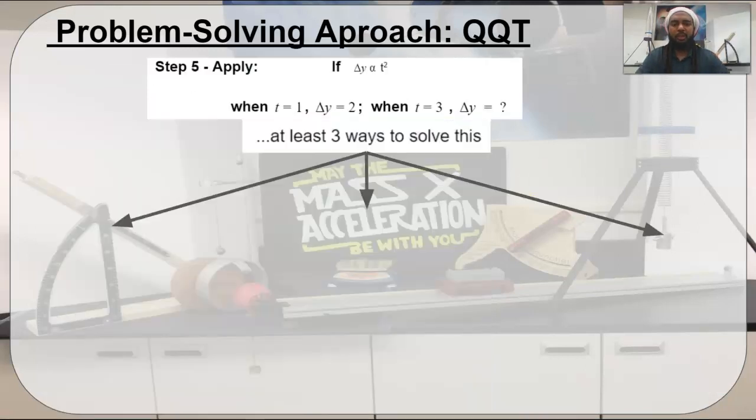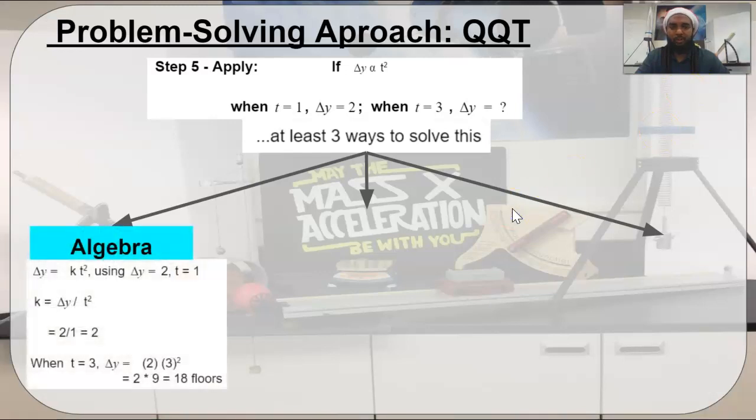So this is how we apply this approach. We have our initial conditions. When t is 1, y is 2. We want to know what delta y will be when t is 3. There are at least 3 ways to look at this. The first one is in terms of algebra. You can always replace a proportionality symbol by an equal sign and a constant of proportionality. You can then use your initial conditions to solve for that constant. In this case, the constant will be 2.